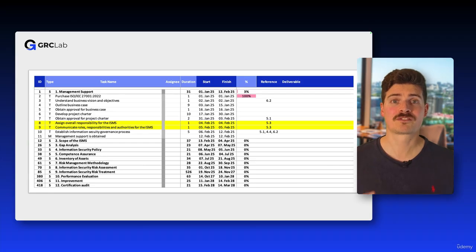So the requirements of clause 5.3 directly relate to the highlighted tasks in our project plan, which is to assign the overall responsibility of the ISMS and to communicate roles, responsibilities, and authorities for the ISMS to the members of the organization. At the beginning of our project, it can be hard to decide who will do what for our ISMS. And that's why we start by choosing one person to take overall responsibility. And this person will lead the project and make sure everything gets done. As we go along, we'll figure out the other roles and responsibilities that might be needed for our ISMS.